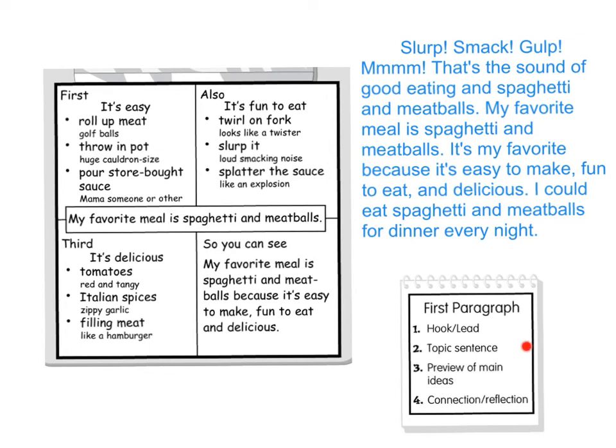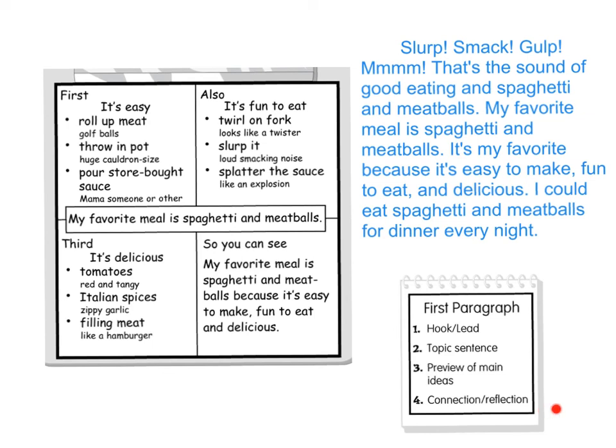So after our hook, we followed with our topic sentence, and we know that we call this the claim. And so we just use that next. My favorite meal is spaghetti and meatballs. We've got to make our claim here. All right, and number 3, preview of the main ideas. This is our roadmap. It's your wrap-up sentence with a little bit of change. It's my favorite because it's easy to make, fun to eat, and delicious. And that tells your reader exactly what you're going to talk about the rest of the essay, in that order. That's right. So keep it in order and give them a little roadmap to help them through the piece.